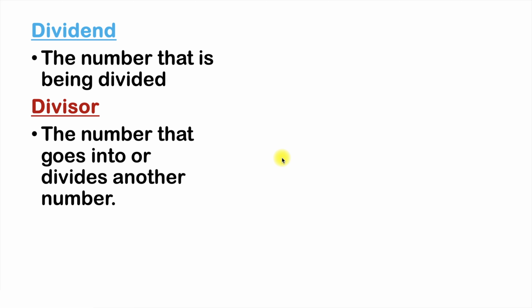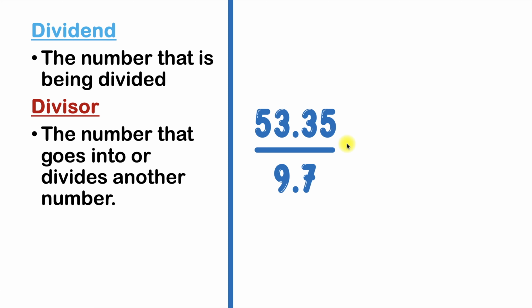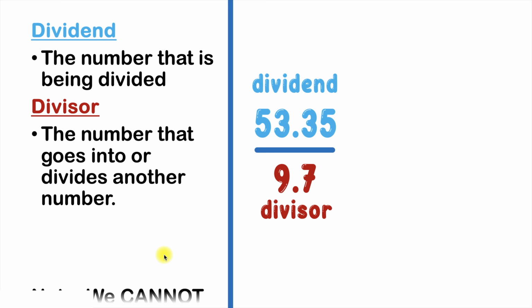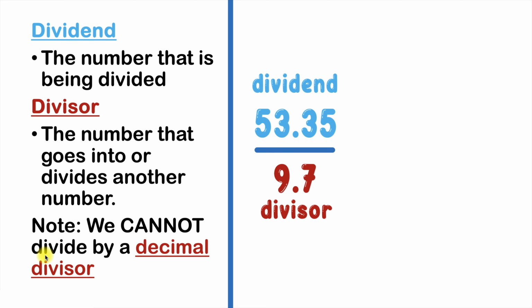And sometimes you'll see it shown like this. Now, even though it looks like a fraction, believe it or not, this actually represents division. And when it's written like this, the top number is the dividend, and the bottom number is the divisor. But the problem is that we cannot divide by a decimal divisor.